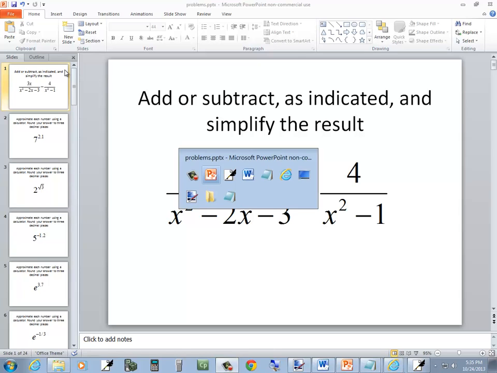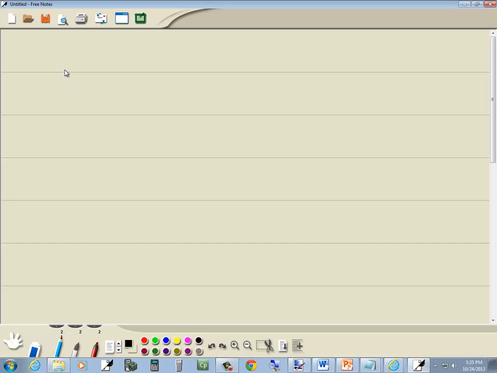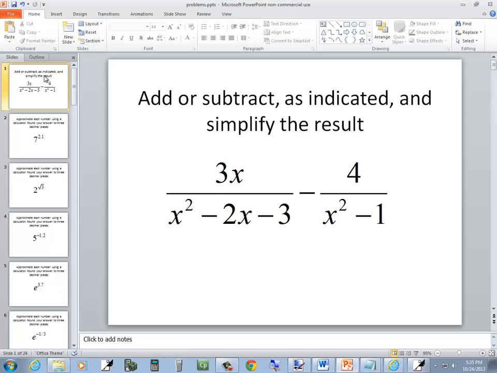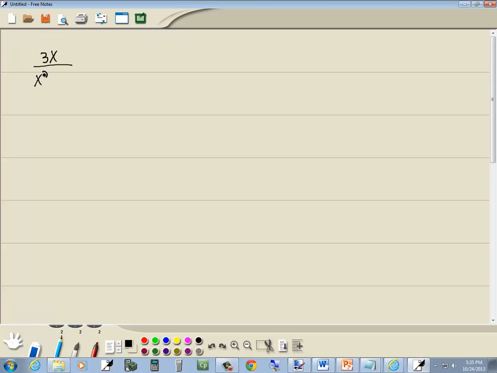Let's take a look at this problem. We've got 3x over x squared minus 2x minus 3, minus 4 over x squared minus 1. Okay, our first step: factor all the denominators.